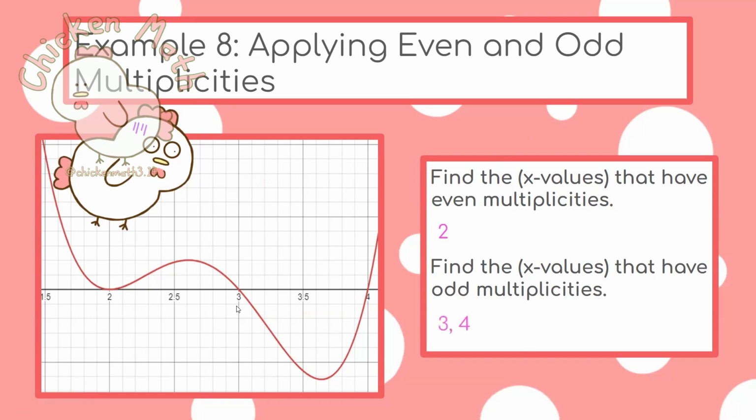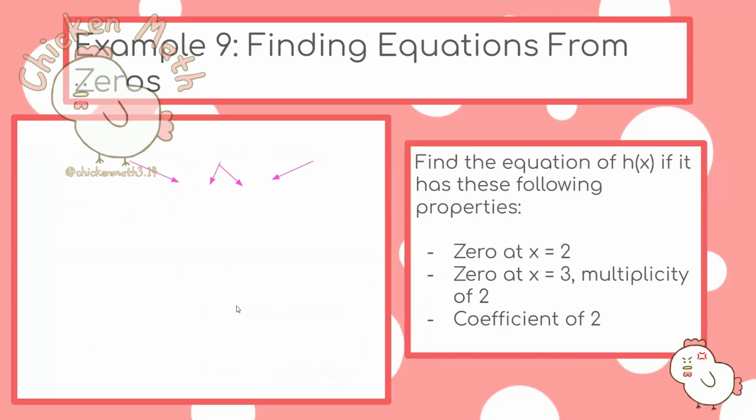All right, this is our very last example. Find the equation of h of x if it has the following properties: a zero at x equals 2, a zero at x equals 3, and this zero has a multiplicity of 2, and a coefficient of 2. So we're going to set up h of x. We're going to have our coefficient of 2, our zeros, which are binomials. So since it's 2 and 3, it would be x minus 2, x minus 3, and then our multiplicity of 2 at x minus 3. So we're going to raise this binomial to the second power.